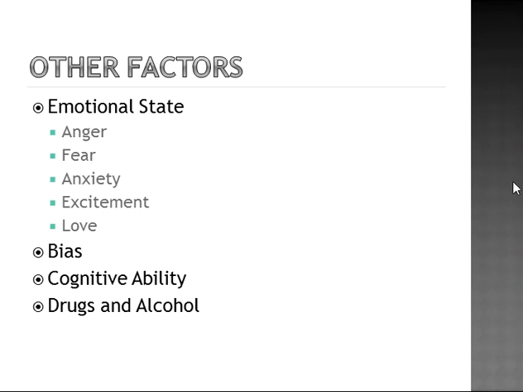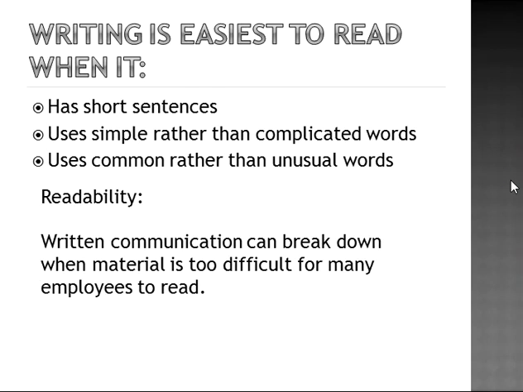Now, the last couple of things we want to cover real quickly here is about the written word. Writing is easiest to read when it has short sentences, uses simple rather than complicated words, and uses common rather than unusual words. In fact, I still believe that's the case in academic writing for the most part. I try to keep it as simple as possible, but again, the idea is that we don't want to overwrite things.